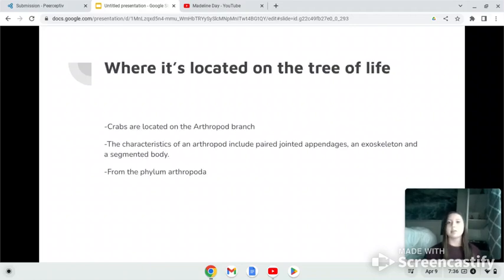And then where it's located on the tree of life. So crabs are located on the arthropod branch. And the characteristics of an arthropod include paired jointed appendages, so like one on each side of the legs, and then an exoskeleton, and then a segmented body. So like the legs have little segments, and then the body's like a separate segment. And then they're from the phylum Arthropoda.